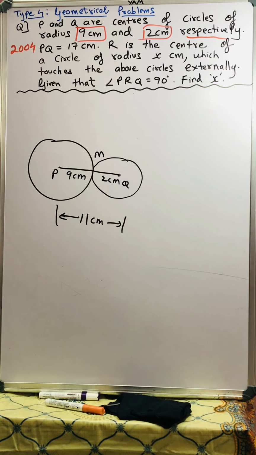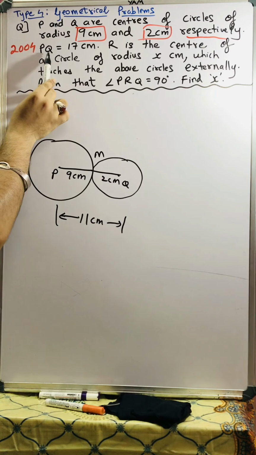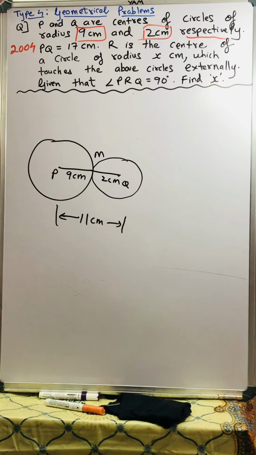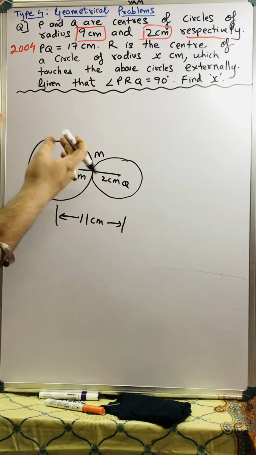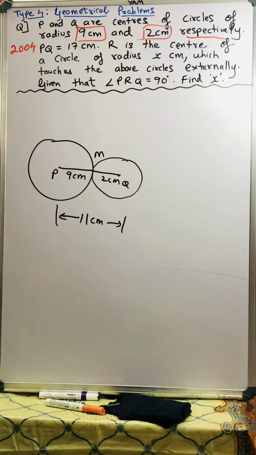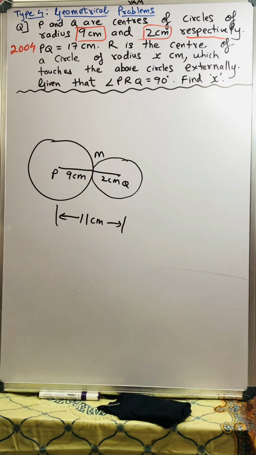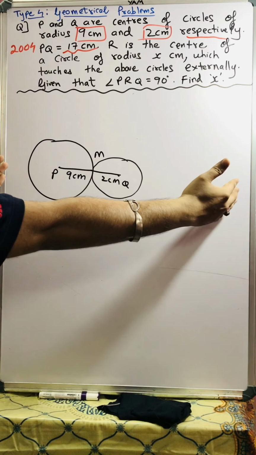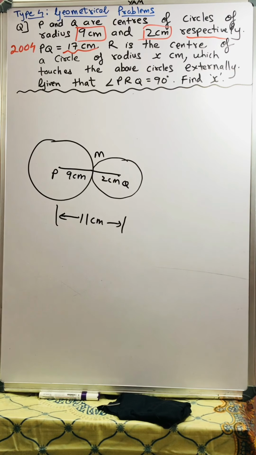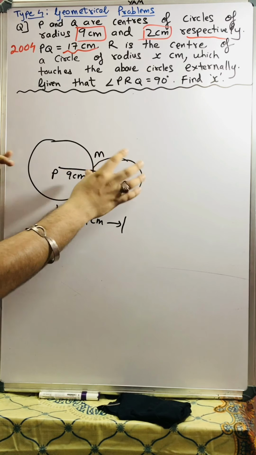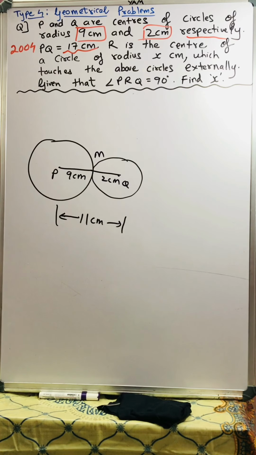Okay, let's read ahead. PQ is equal to 17 cm. According to our diagram and our understanding, PQ is 11 cm, but here they are telling us PQ is 17 cm. That means we have done something wrong. Our PQ is 11 cm, but they are saying PQ should be 17 cm. This clearly hints that the two circles are not touching each other.